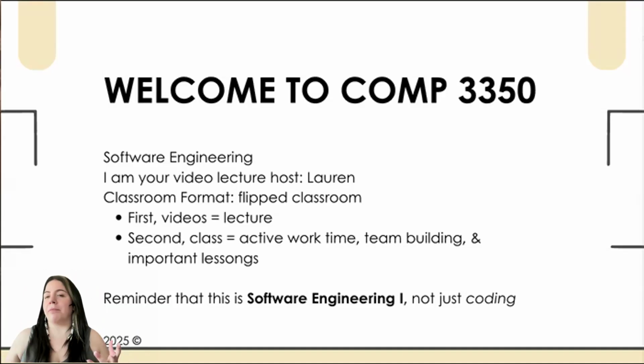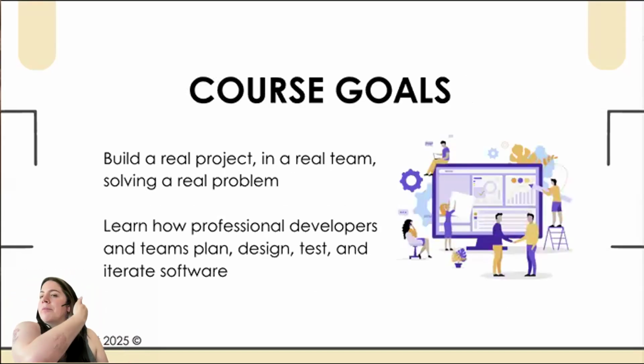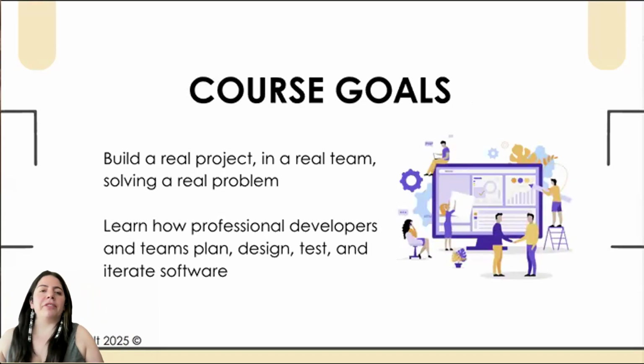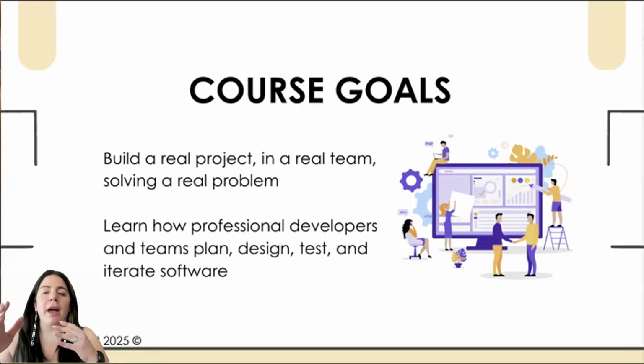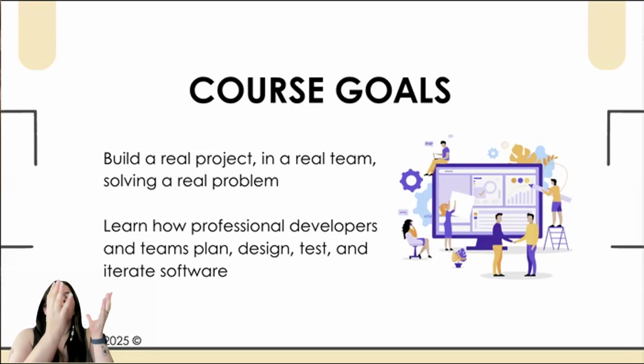Perhaps some of you have done some internships or some work, but for many of you, this will be the first. Now, the official course goals for this course: we're building a real project on a real team, right? We're going to try and solve a real problem, or, relatively. We're going to learn about how professional developers and teams plan and design and test their software, and how they iterate over their software. They start by building something small and how they enhance it and build on it to turn it into some of the behemoths that we see today, really complex pieces of software.